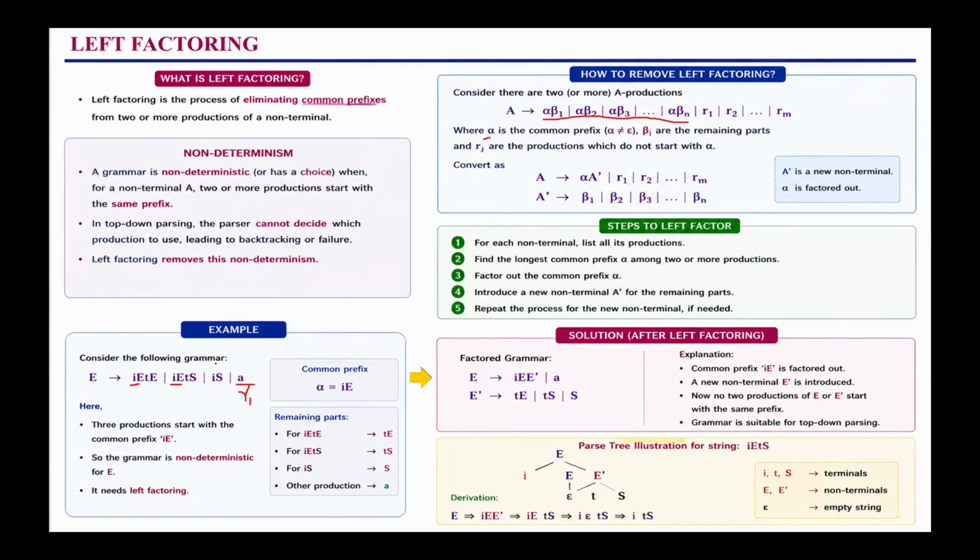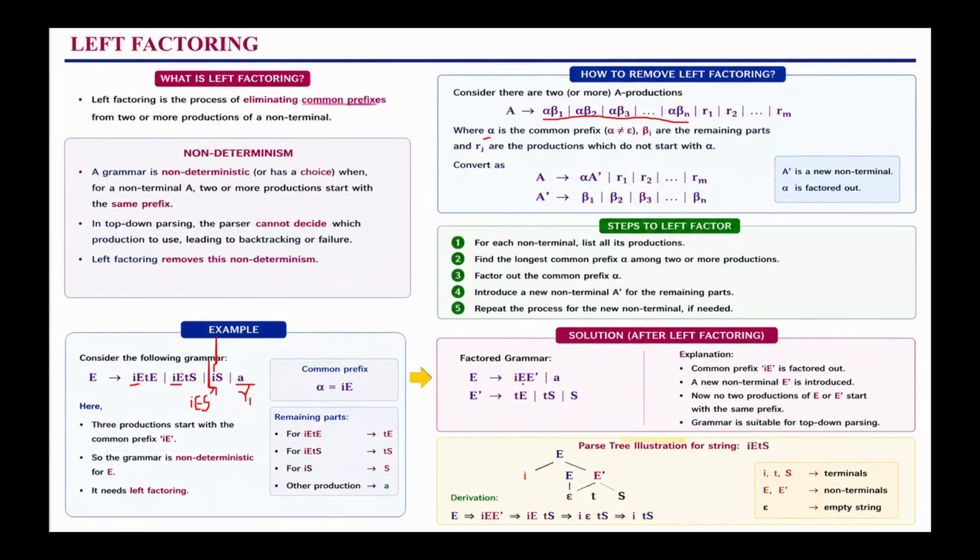So here one E is missing. Sorry, this production is iEtS. Please change this. Which means this production is iEtS. The E has been missed here. So here the common prefix will be considered as iE, and here tE, tS, S will be beta 1, beta 2, beta 3. Simple. And then how do we get the factored grammar?